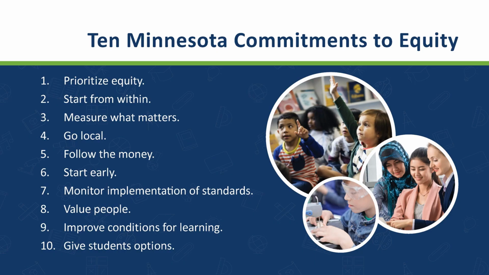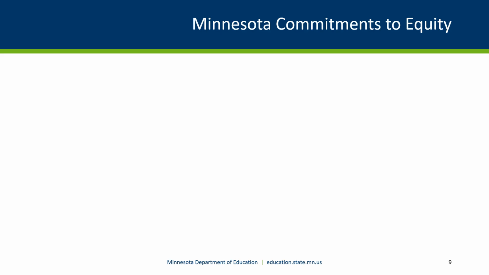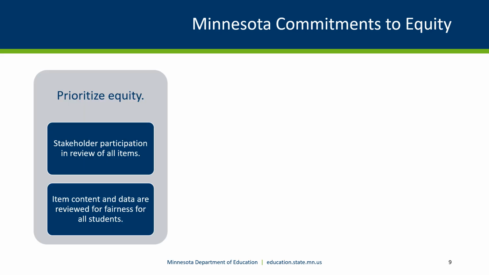The item and test development process, along with the role of this Educator Review Committee, fits in with Minnesota's 10 commitments to equity in many ways. The three of them most relevant here are prioritizing equity, measuring what matters, and monitoring implementation of the standards. One way that prioritizing equity shows up is by having stakeholders participate in the review of the items and that the data verifies fairness and equity for all students.